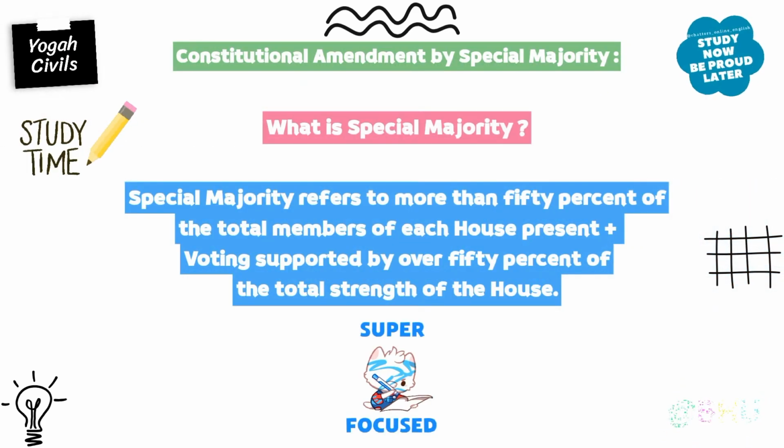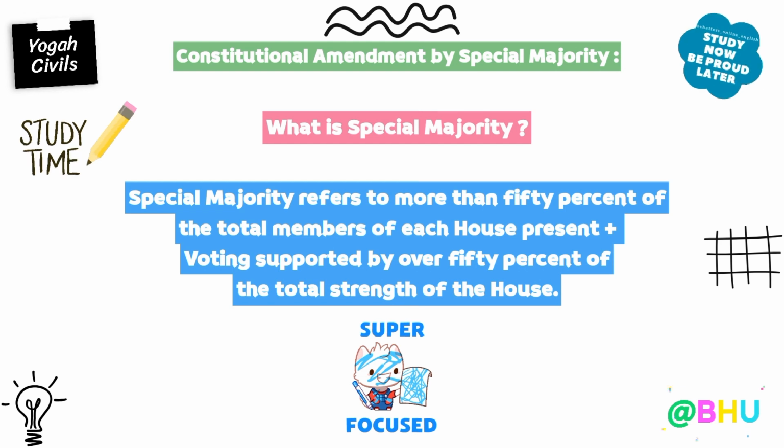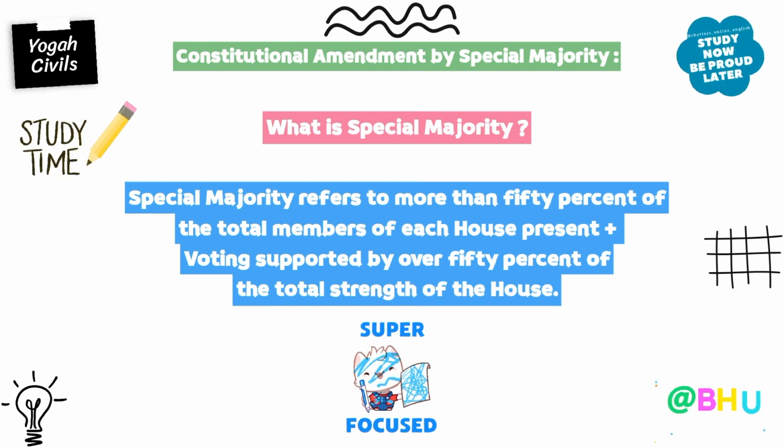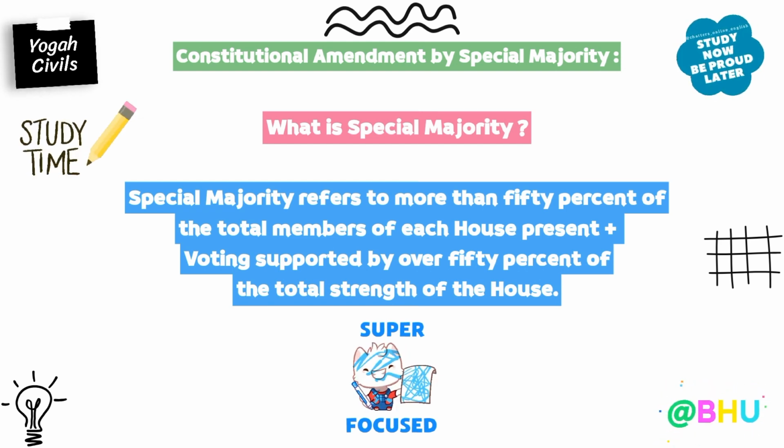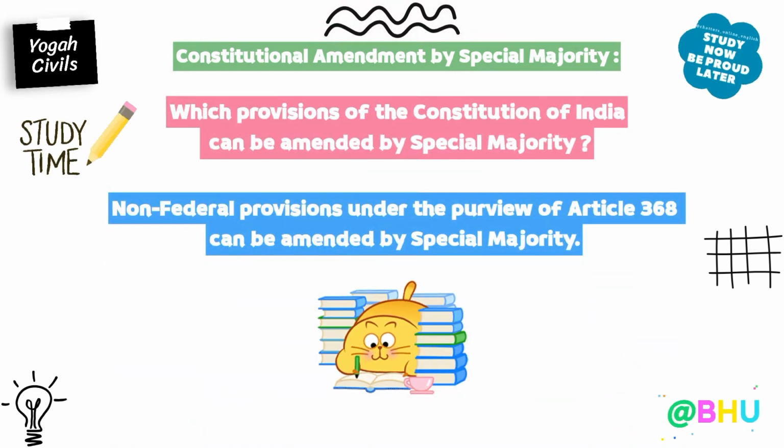Constitutional amendment by special majority. What is special majority? Special majority refers to more than 50% of the total members of each house present plus voting supported by over 50% of the total strength of the house. Which provisions of the Constitution of India can be amended by special majority?